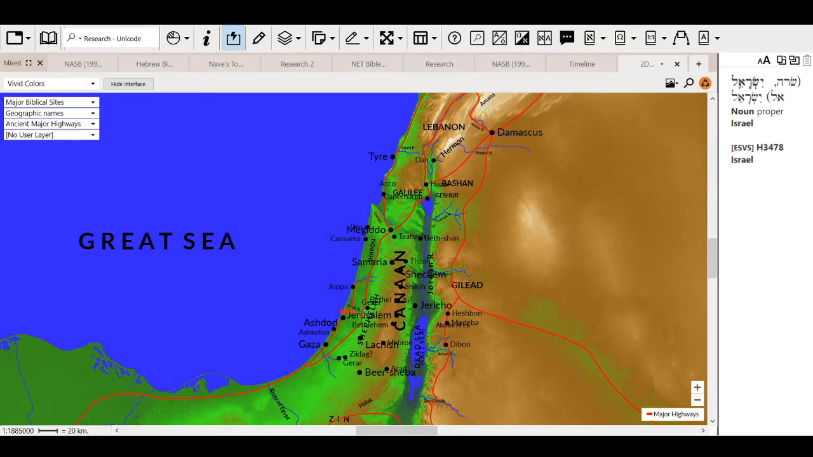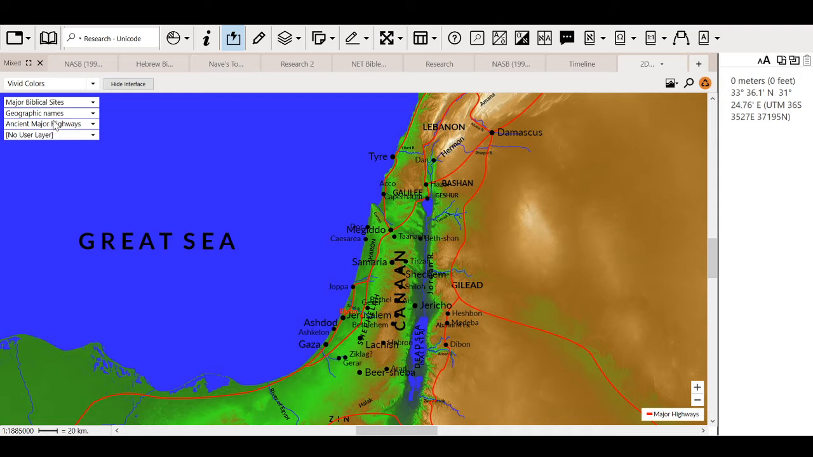Okay, now I'm going to show you what the Accordance Bible also has. This is a map of Israel. Okay, and actually this map is interactive. Now there are quite a number of other maps that I have over here. If I click here, I can actually search for major biblical sites. I can look at the ancient major highways.